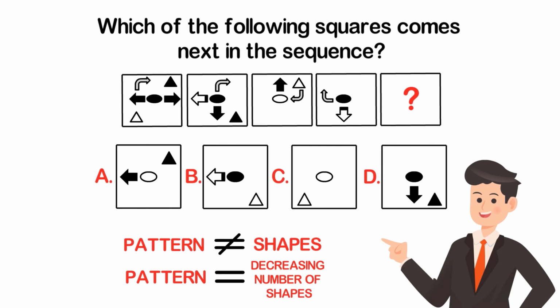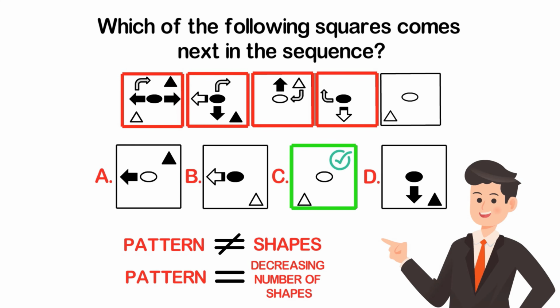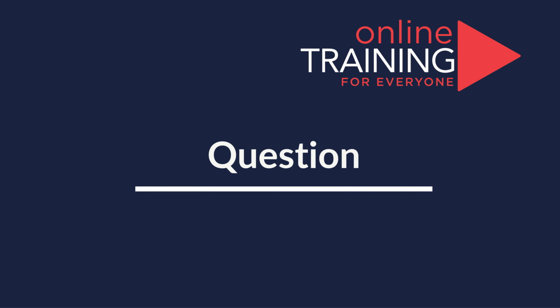If you look at figure 1, it has 6 shapes. If you look at figure 2, it has 5, then 4, then 3. So for figure 5, the number of inside shapes should be 2. So the correct answer here is choice C. Hopefully you nailed this question and now know how to answer similar problems on the test.